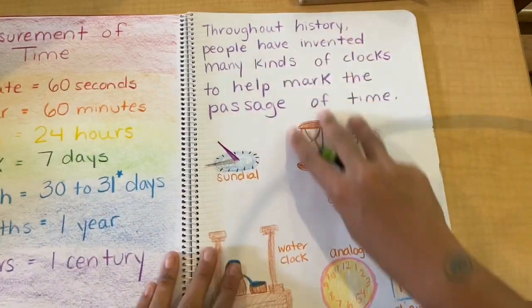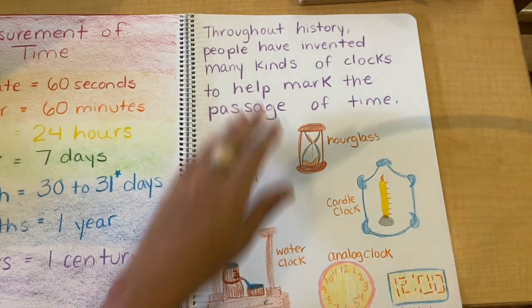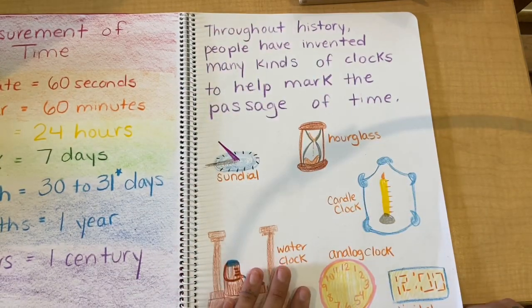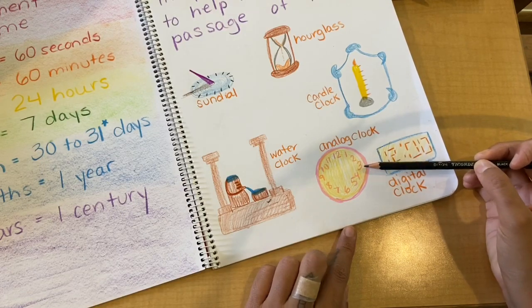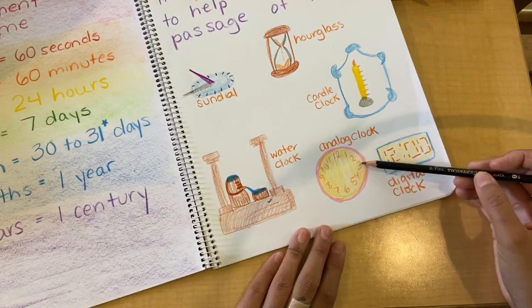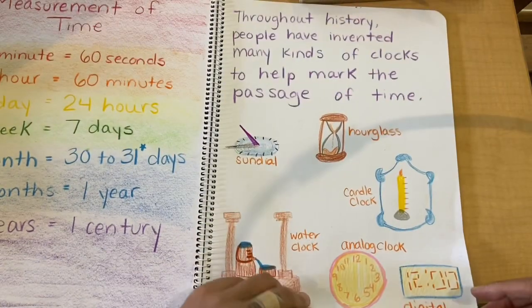We also have our diagrams of the different time-telling devices from throughout history. And here we have an analog clock. This is what we're going to be doing, but a big version of this today. So go ahead and open up to your next blank page.